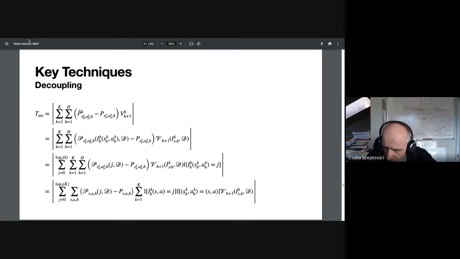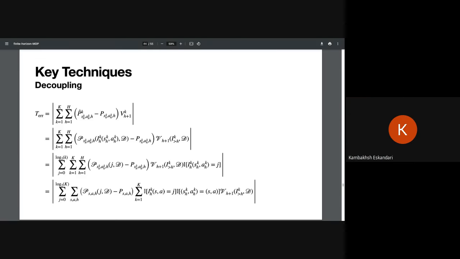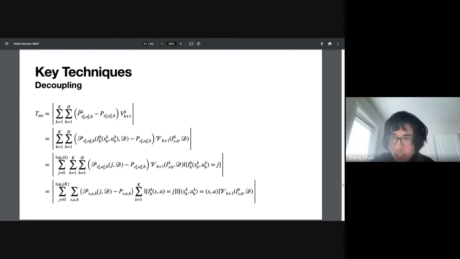I think Kambak Eskandari has raised his hand. Do you want to ask your question, Kambak? Hi, yeah. Thank you for the presentation. It was really informative. My question is related to future work. Have you ever considered working on the robustness of your model for sample complexity of online reinforcement learning?